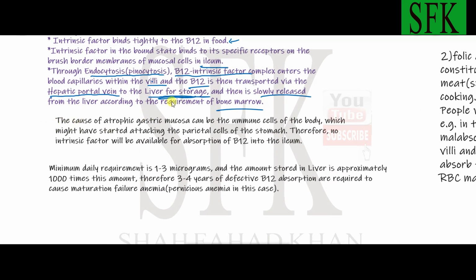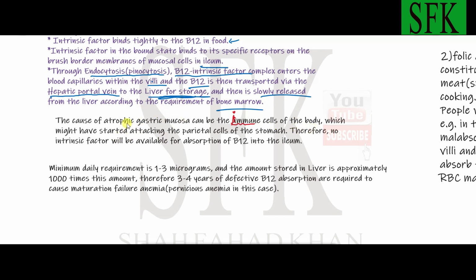Now, how does the gastric mucosa become atrophic? There are specific reasons behind that. Well, one reason is that in some autoimmune diseases, the immune system of the body, the immune cells of the body, start attacking the gastric mucosa cells.